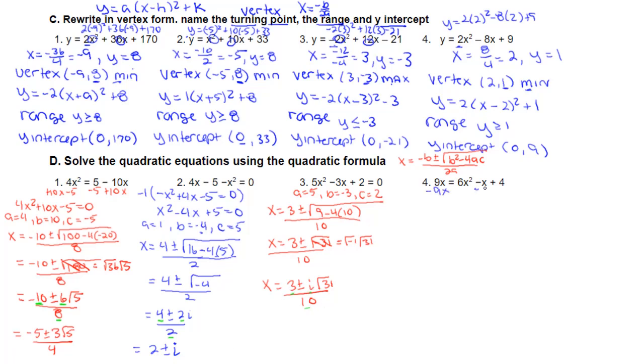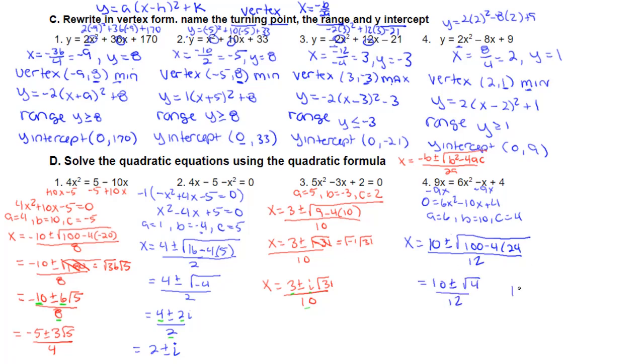And then number 4, we get everything over on one side to try to keep the square guy positive. We substitute into the formula, and we're going to find out that we're going to end up with a radical of square root of 4. So that's going to come out to 10 plus 2 over 12 and 10 minus 2 over 12. And that gives us our 2 answers. All right, let's look at the next one.